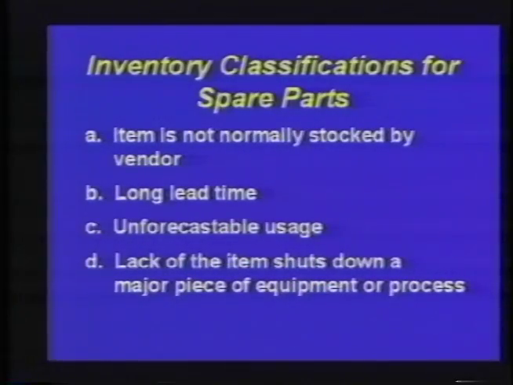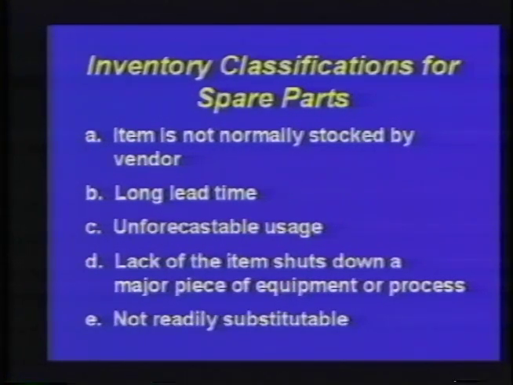Item 1D talks about the lack of the item could shut down, as I indicated earlier, a major piece of equipment or process or other applications. And 1E signifies that the item is not readily substitutable, which says if I didn't have it on hand, I don't have anything else that I could use as a substitute until I actually purchase the correct item. So those are the definitions and some of the bases for developing our Class 1 code.